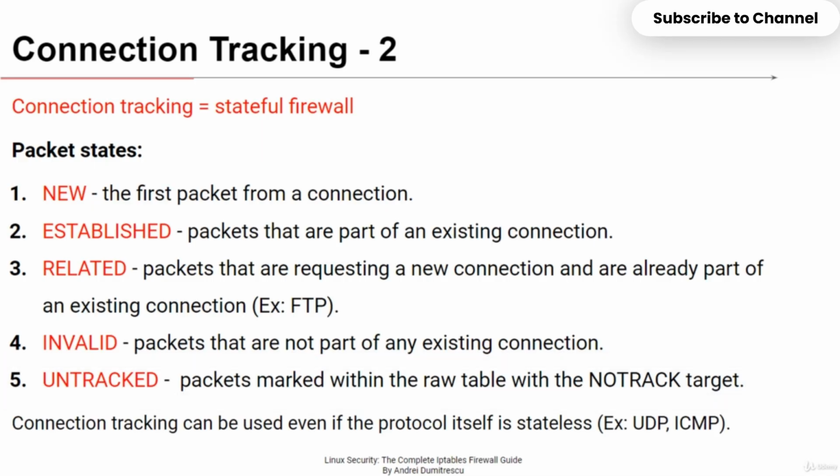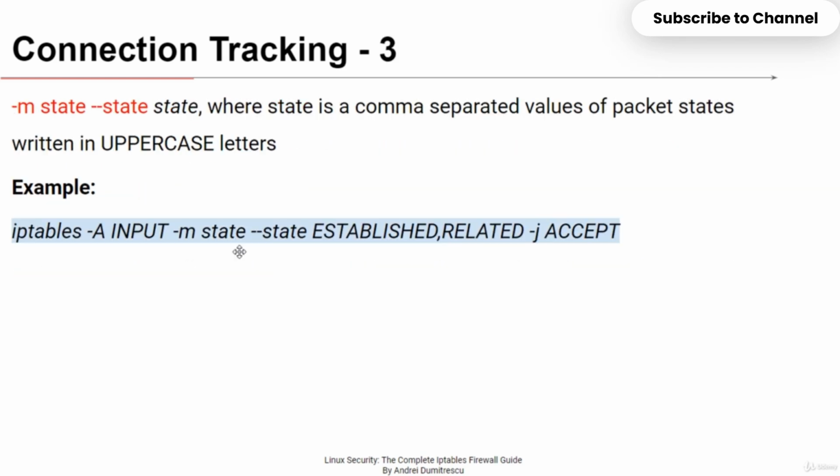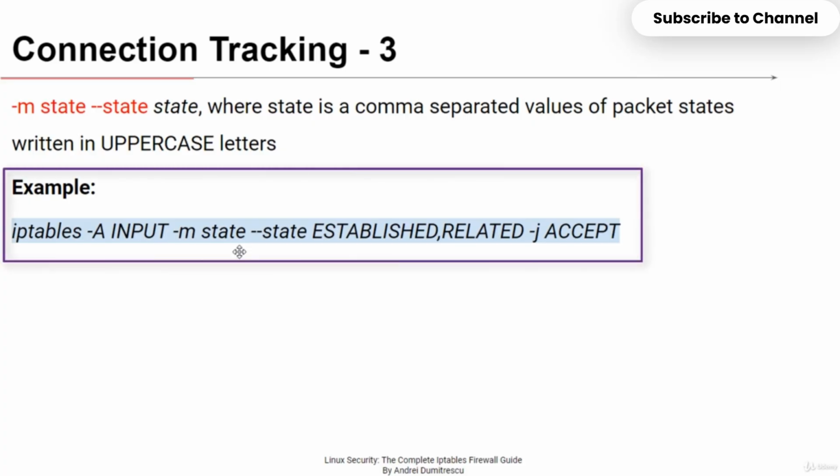Note that you can use the stateful functionality of iptables connection tracking with any network protocol, even though the protocol itself is stateless, such as UDP or ICMP. To match packets based on their state, use -m state --state and then comma-separated values of packet states written in uppercase letters. In this example, we are accepting incoming packets if they are already part of an existing connection.